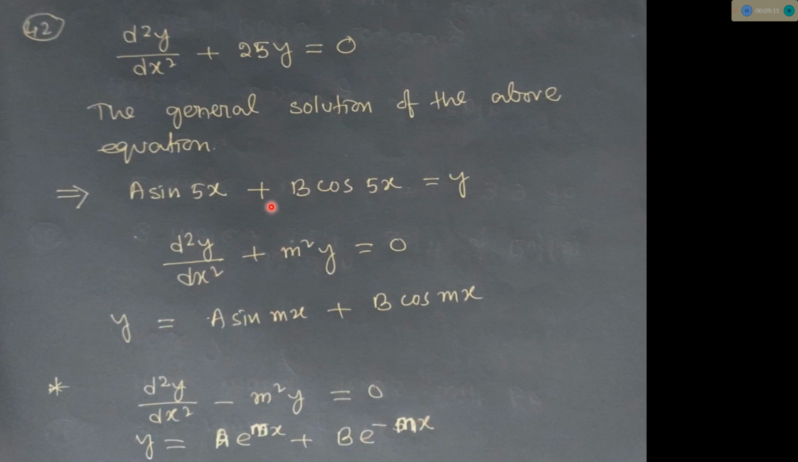Just by changing the sign here, the general solution of these equations changes. In this case, y equal to a e to the power mx plus b e to the power minus mx. Here a and b are constants. So this is the mathematical part.